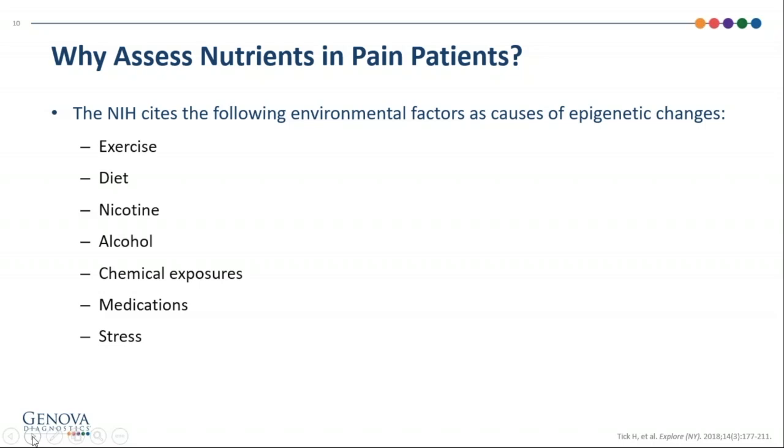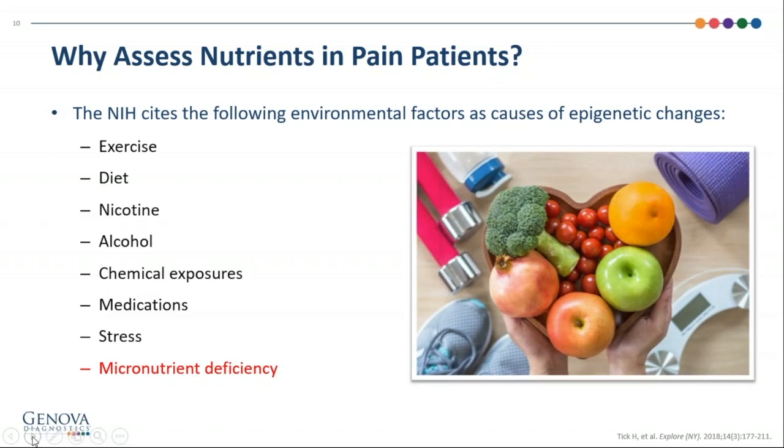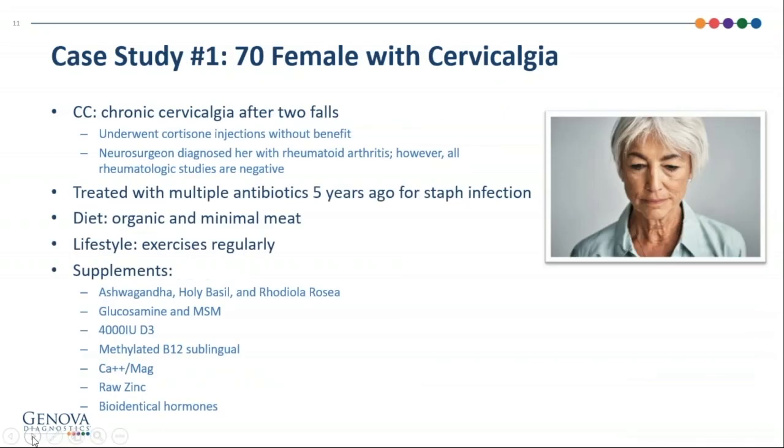They included micronutrient deficiencies, which I thought was quite interesting and really powerful. So the NutrEval, which Genova can do for you, can help you knock out one of these major epigenetic changes. And it doesn't always mean that you're going to give a patient supplements. It may be that you're going to give them supplements in the beginning and then teach them how to eat better so they can get what they need.